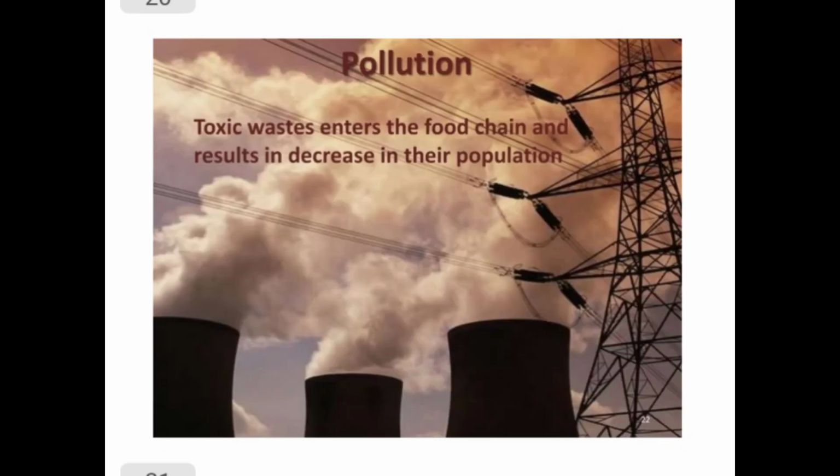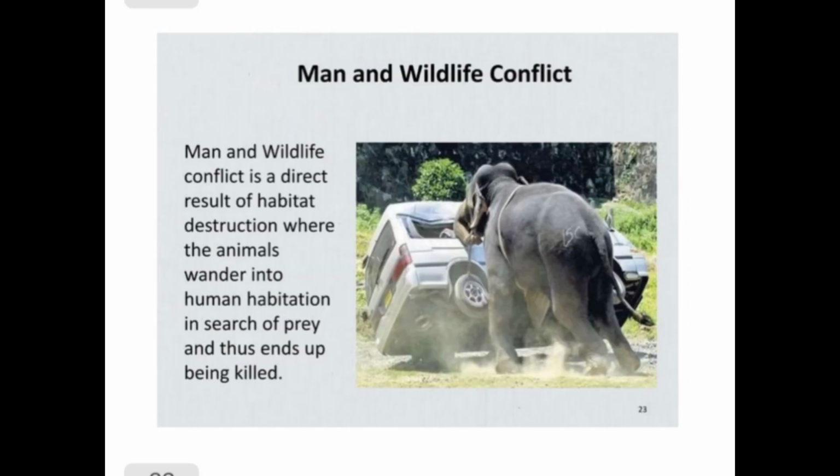Pollution. Toxic waste enters the food chain and results in a decrease in their population. Man and wildlife conflict. Man and wildlife conflict is a direct result of habitat destruction, where the animal wanders into human habitat in search of prey and thus ends up being killed.